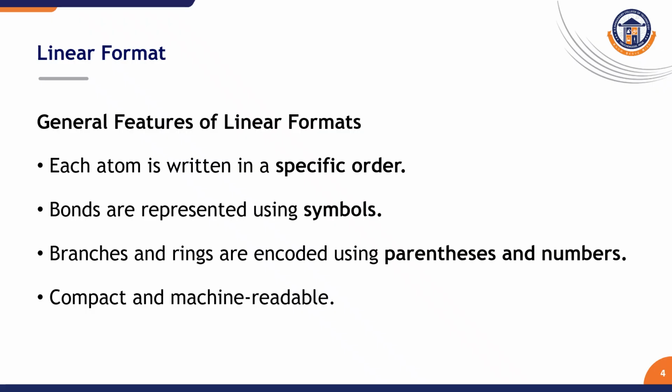The general features of the linear formats include: every atom is written in a specific order. The bonds are usually represented by symbols. The branches in a structure and the rings are encoded using parentheses and numbers. This linear format representation is compact and can be read by machines.